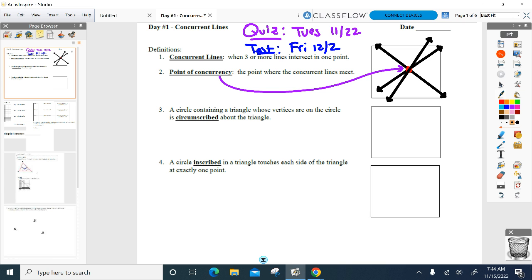One last time. 3 lines going through the same point, concurrent lines. The point they go through, point of concurrency. Any issues? First 2 vocabulary words today. Get them down somewhere later tonight.